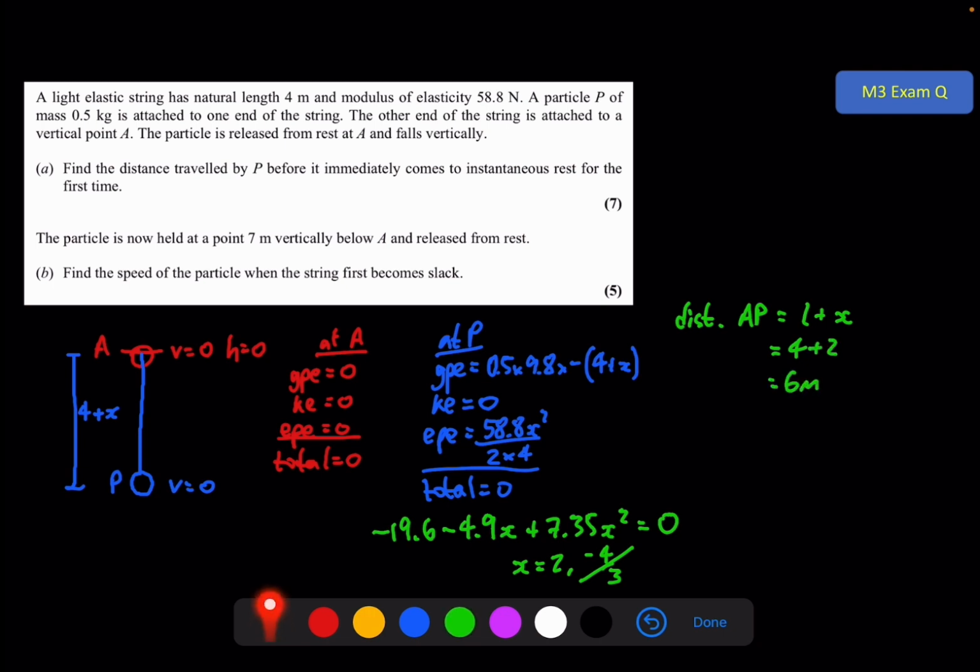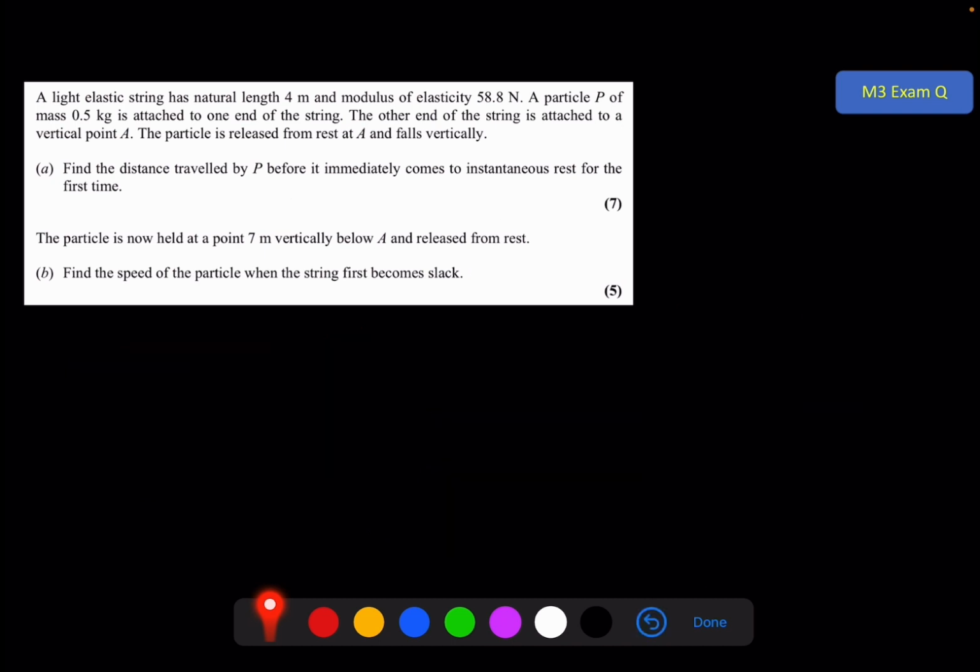Part B, the particle is now held at a point 7 meters vertically below A and released from rest. So at 7 meters with the natural length equal to 4, that gives us an extension of 3 meters. It's released from rest, so the velocity is 0. Find the speed of the particle when the string first becomes slack. Now it becomes slack when the extension is equal to 0, and that will be at 4 meters below A, the natural length of the string. This is actually quite a different question, so I'm going to clear all this off and start again.